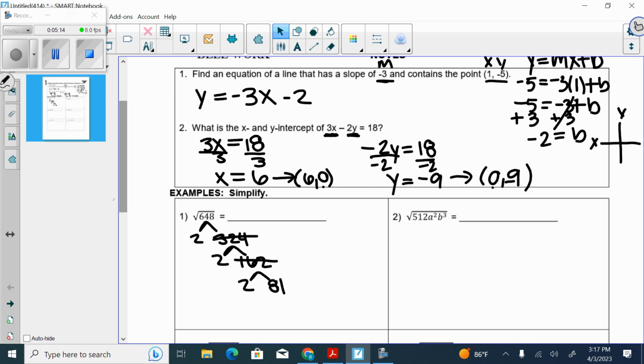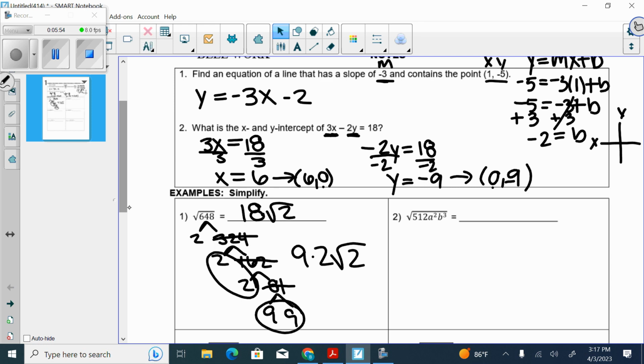Good. Now that's gone. What about the 81? 9 and 9, very good. So now the 81 is gone. Do we have any pairs? 2 pairs. I got a pair of 9s and a pair of 2s. So I get to take out one 9 and one 2. What am I going to do with that 9 and 2? Multiply them. Did we have anything left over? And where does that go? So what am I going to have as my answer here? 18 square root of 2. Very good.